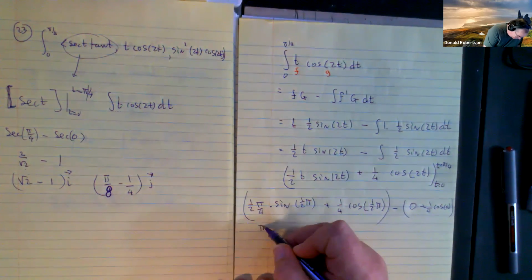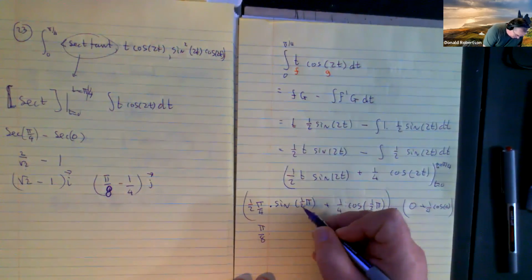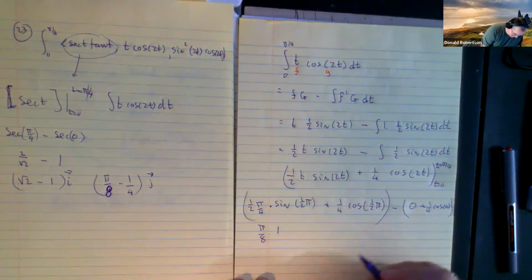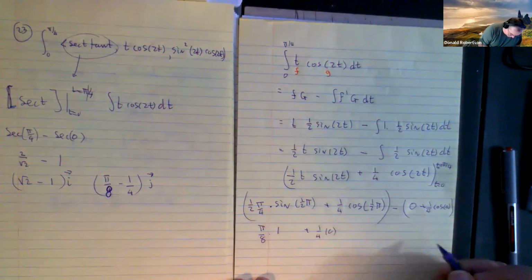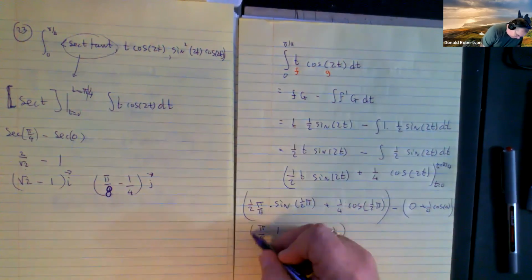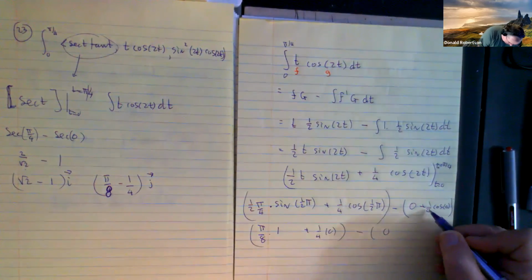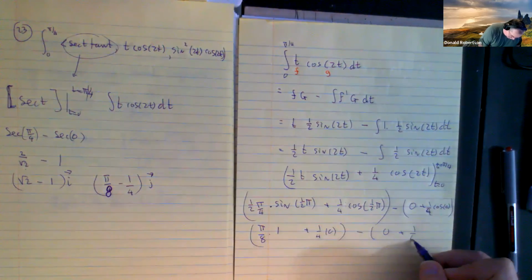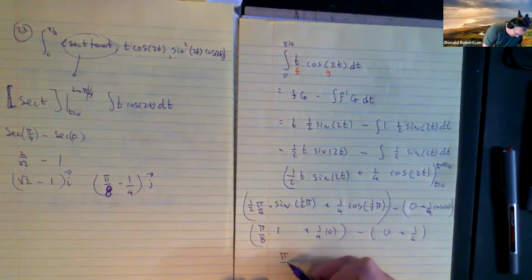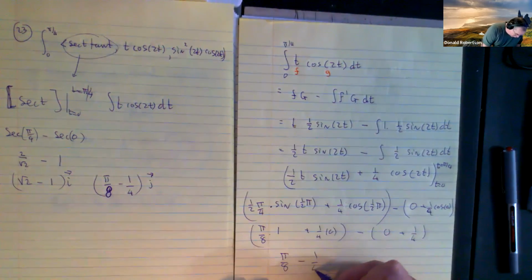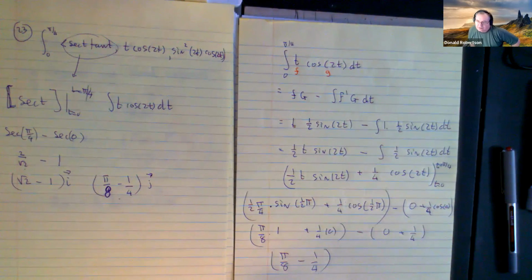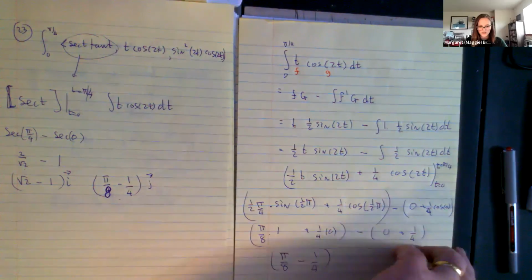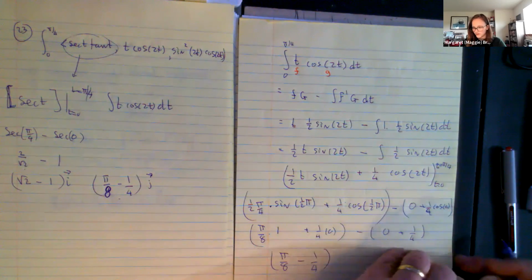This guy is pi upon 8. The sine of 1/2 pi is 1. The cosine of 1/2 pi is 0, so you get a quarter times 0. Take away 0, and the cosine of 0 is 1, so add a quarter. So you get pi upon 8, take away 1/4, and that's what they have here. So can you see where you went wrong, Maggie? Yeah, I didn't distribute the 1/2 to the pi over 4.